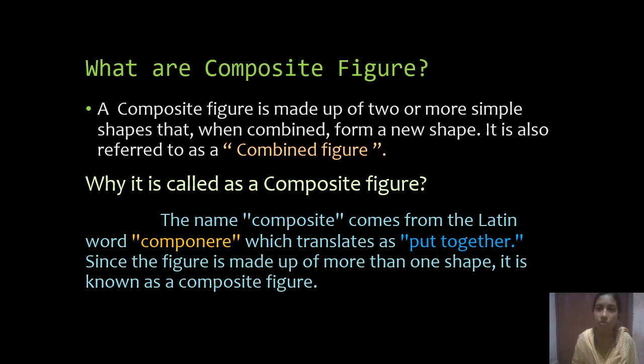Why do we call this figure a composite figure? The name composite comes from the Latin word componere, which translates as put together. Since the figure is made up of more than one shape, it is known as a composite figure.